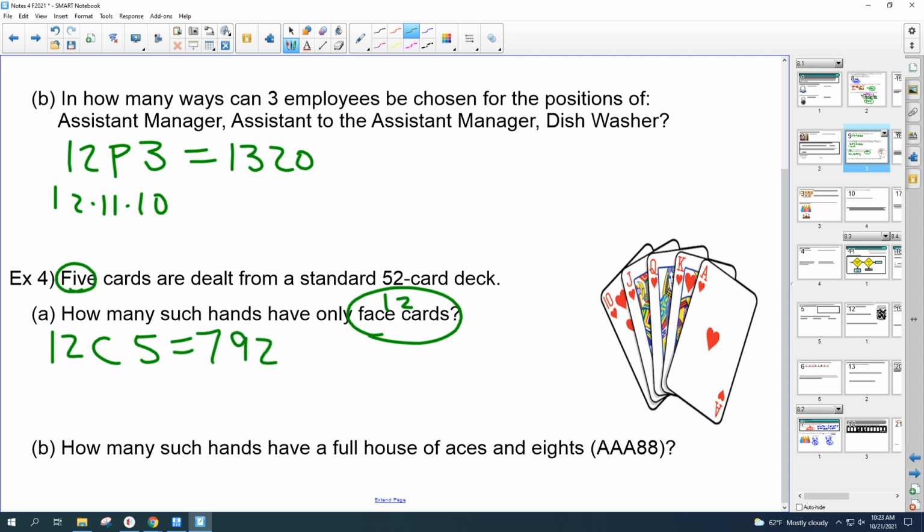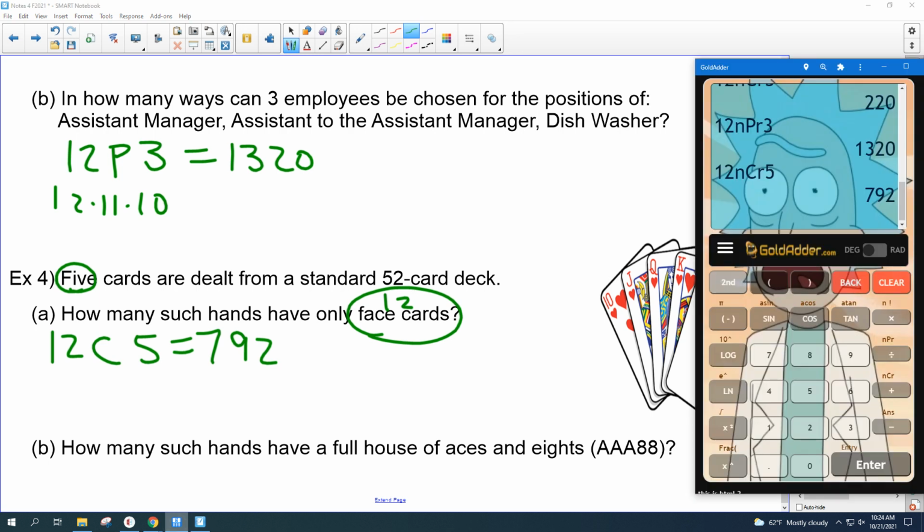Now, when you talk about cards in probability, we'll get into more probability next time. But 52 choose 5 is a really important number. 52 choose 5. That's how many 5-card poker hands there are. That's a really important number that comes up all the time, but not this time.